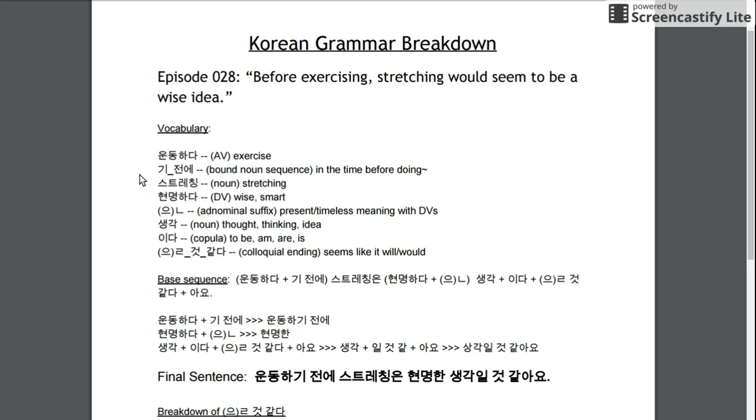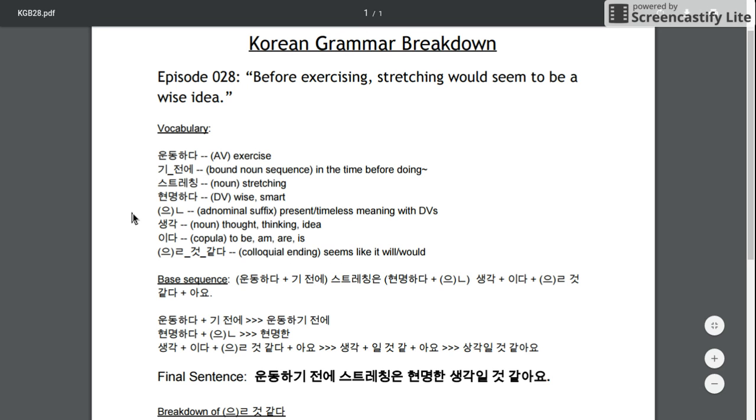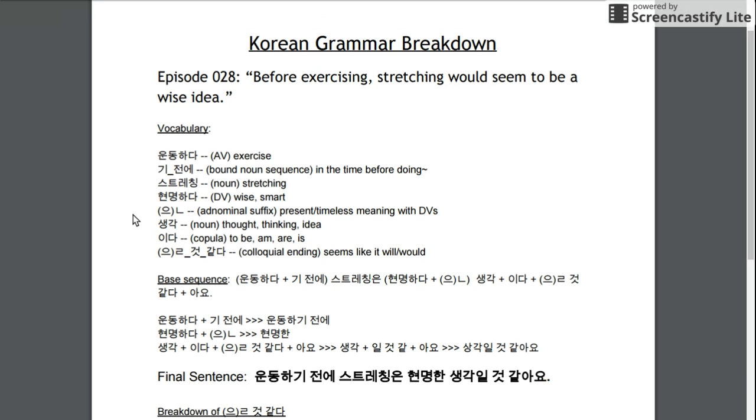And let's see, hyunmyoung hada, wise, smart. Un, we've seen before, is our nominal suffix with the descriptive verb meaning the present or timeless meaning. Sengak, noun, thought, thinking, idea. Ida is our copulative verb, meaning to be: am, are, is. And ul gata, colloquial ending. It means seems like it will be, seems like it would be or do. Okay, we'll talk about that in a second.